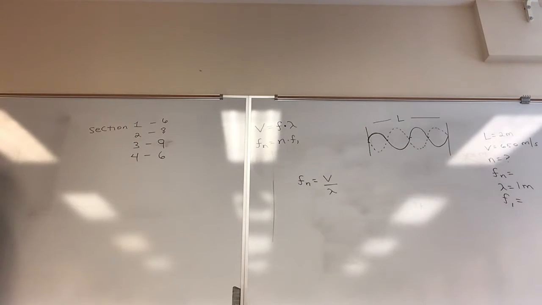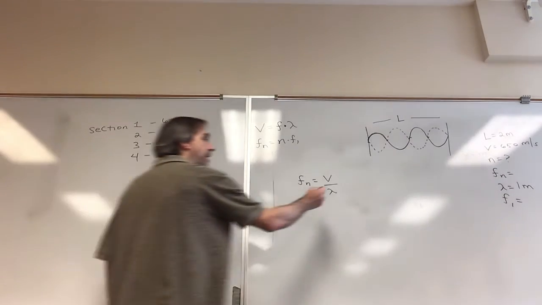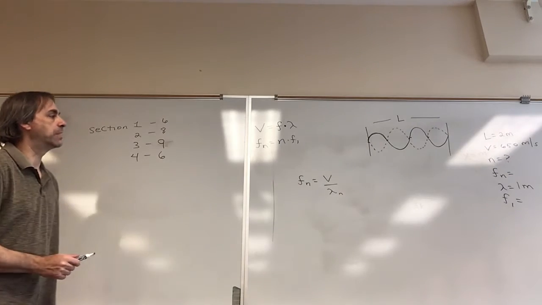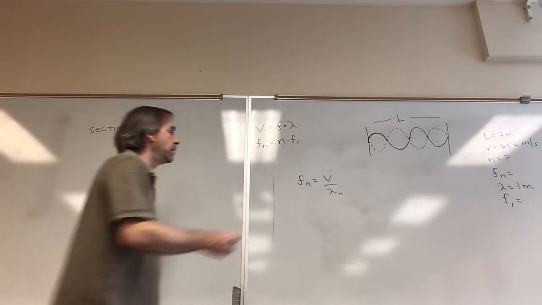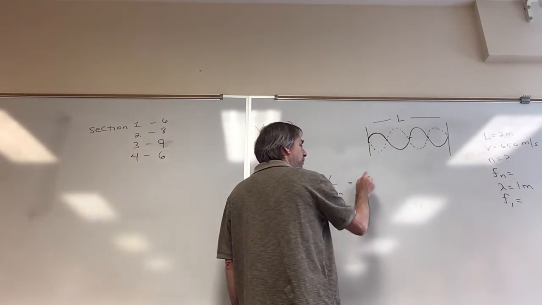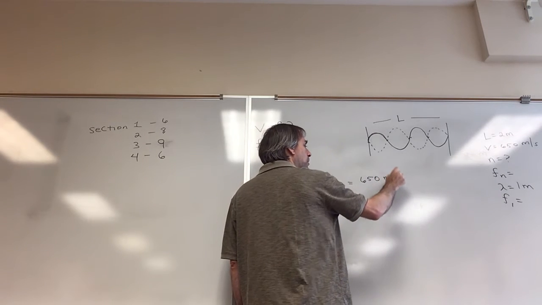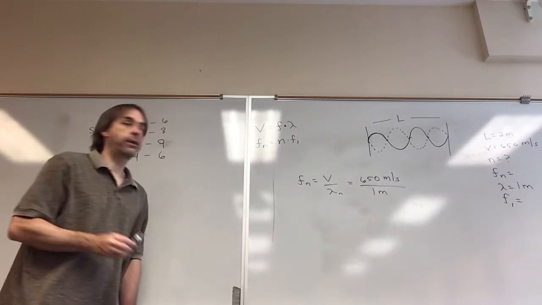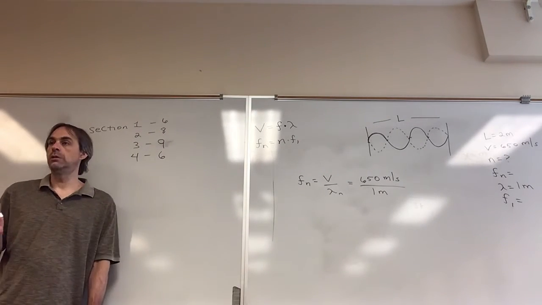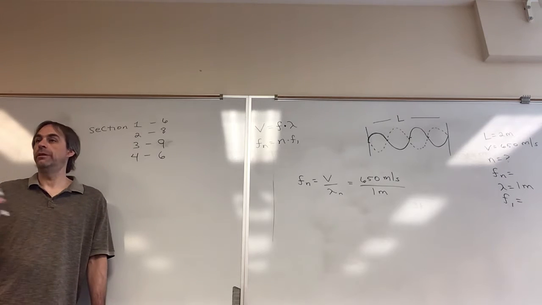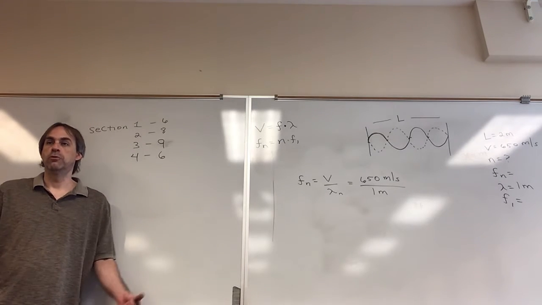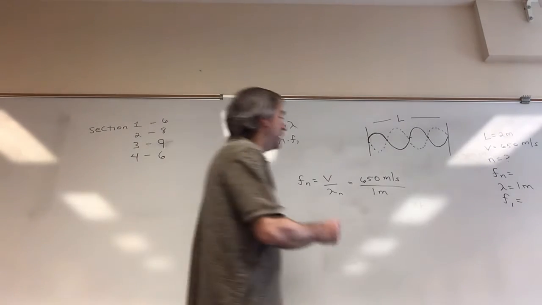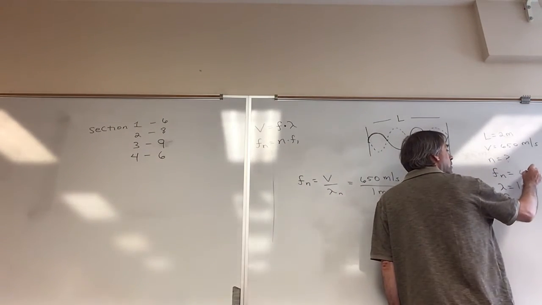Everyone agree with that? Let's call this lambda n, because you can have different frequencies resonating here and different wavelengths. So we'd have 650 meters per second divided by 1 meter. So someone with a calculator, what's 650 divided by 1? Actually, sadly, that's not even a joke anymore. I've seen people do that. But yeah, so Fn is 650 hertz.